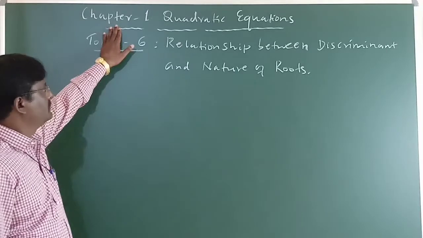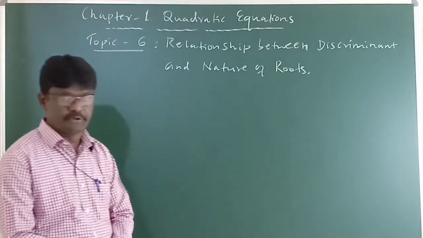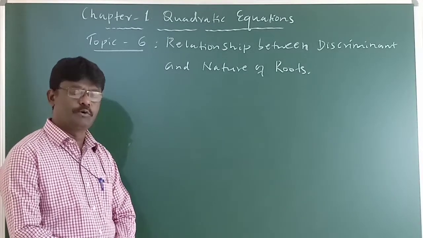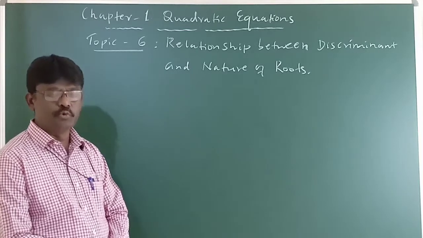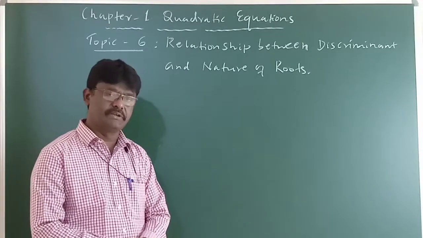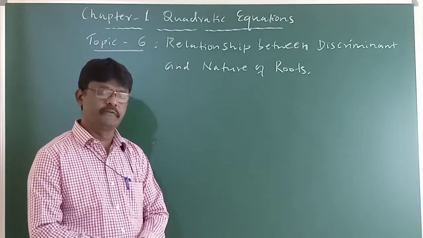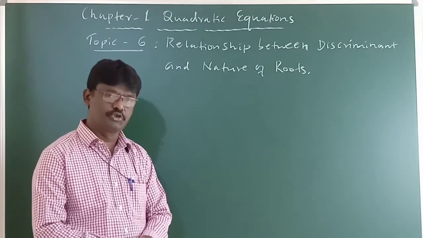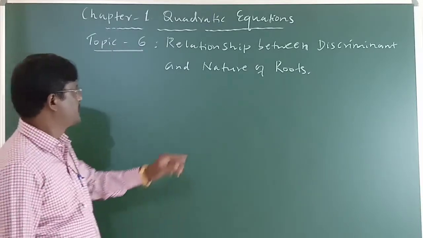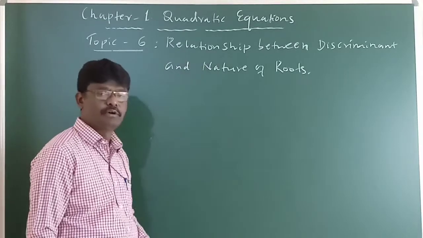In chapter 1, quadratic equations, we have already completed 5 topics. Especially in those topics, we have found the roots of quadratic equations by the factor method, the completing the square method, and by using the quadratic formula. Today, in topic 6, we will study the relationship between discriminant and the nature of roots.